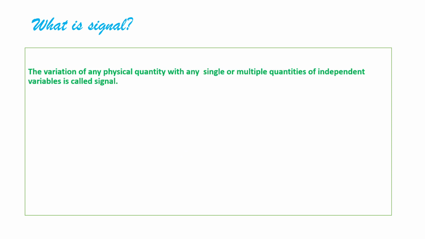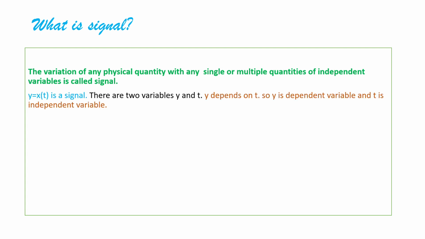First, what is a signal? The variation of any physical quantity with any single or multiple quantities of independent variables is called a signal. If I write y equals x(t), it is a signal. There are two variables, y and t. Y depends on t, so y is the dependent variable and t is the independent variable. As per the definition, variation of any physical quantity. Examples of physical quantities are voltage, pressure, temperature, etc., with any single or multiple quantities of independent variables.